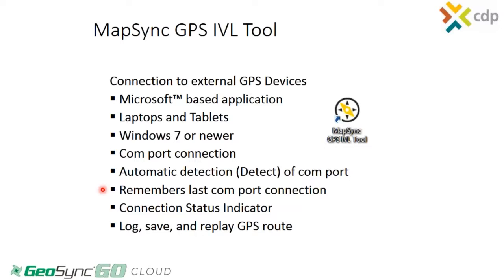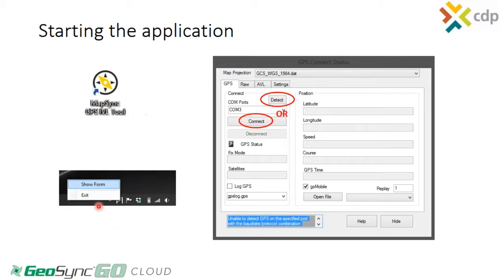If you connected previously, the next time you connect, it can remember that connection. There are connection indicators, the status of the GPS connection. They're part of the application, part of the tool. You can also log, save, and replay a route, a GPS route. Once you're connected, you can actually turn on a recording where it will record the route that you drive or you walk, what have you. And then you can replay that. We'll look at that as well.